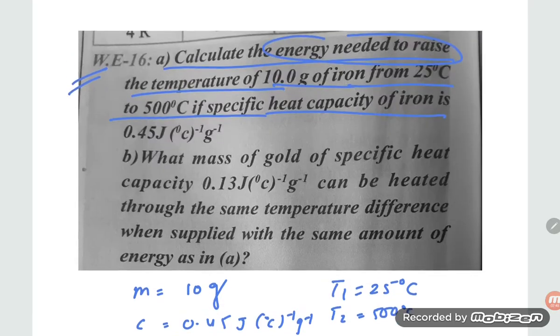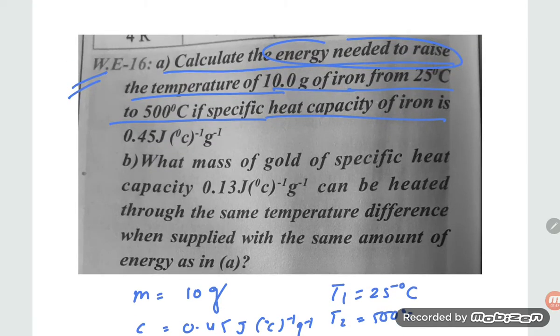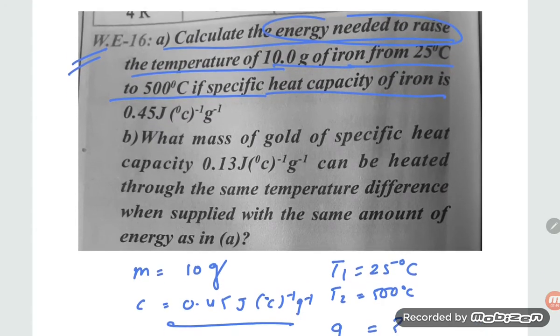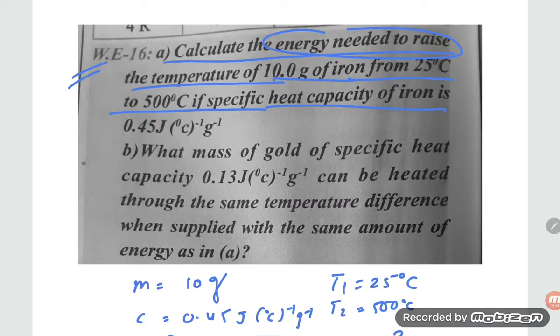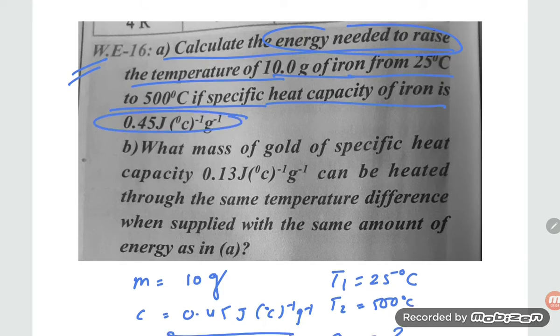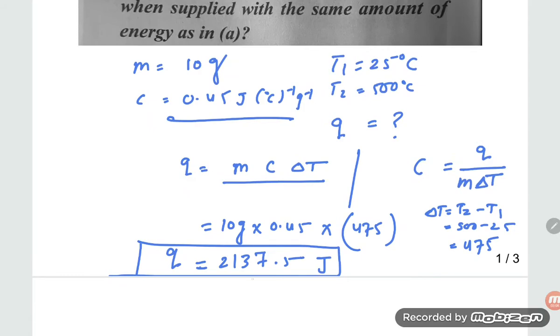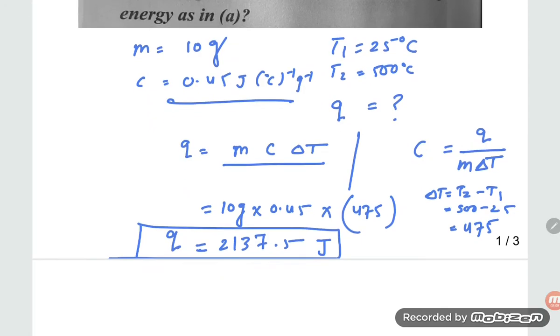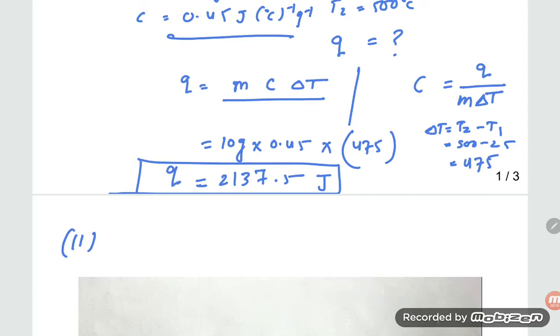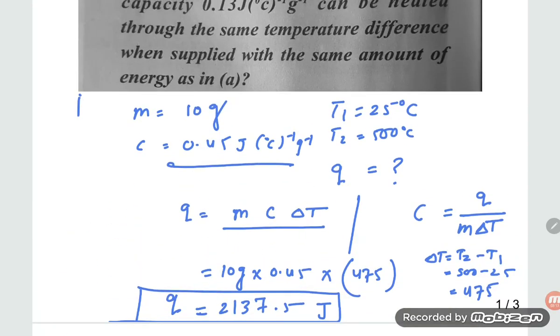So let us see the question, student. Calculate the energy needed. How much energy needed? 2137.5 joule of energy is needed to raise the temperature of 10 gram of iron from 25 degrees Celsius to 500 degrees Celsius, if the specific heat capacity is this much. So that is what we got, student, 2137.5 joule.